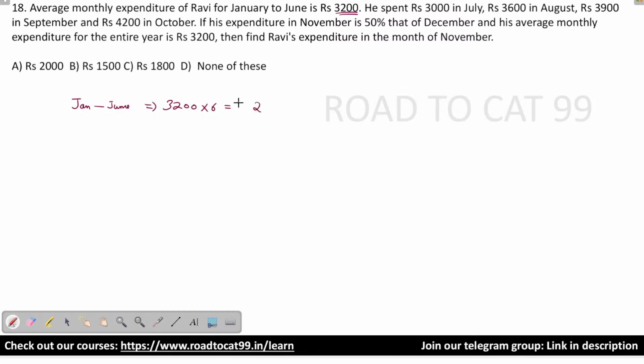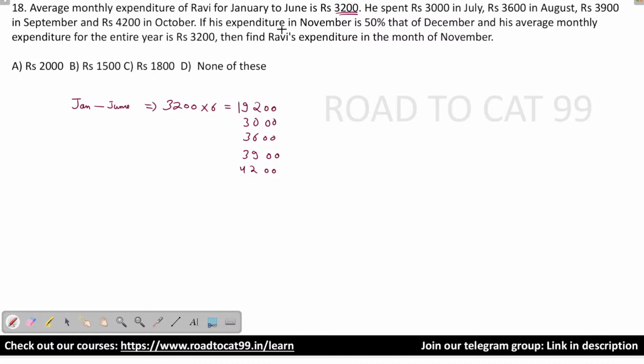That will be 19200, right? Then July's expenditure is 3,000, August's is 3,600, September's is 3,900, and October's is 4,200, right?